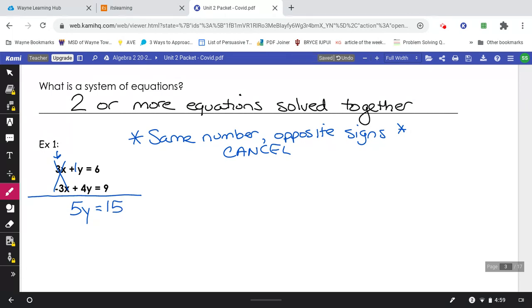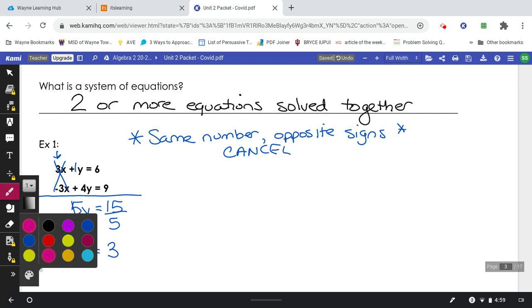After that, you should only have one variable left. Then you just solve it like you would a regular equation. Divide both sides by 5. You get y equals 3. If you remember back to the graphing, our answers were ordered pairs, x, y. So all we have so far is a y value. We're going to need to find the x value.